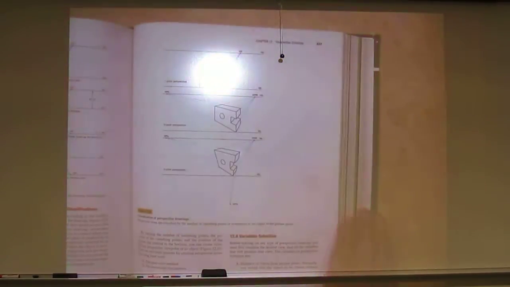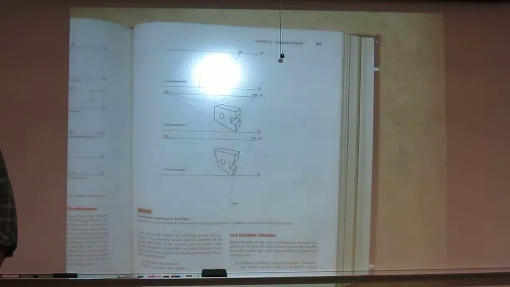Okay, I'm going to start on page 637 of chapter 12 then. We then went to perspective drawings. There are again 3 types here. You should know the 3 types: 1 point, 2 point, and 3 point.